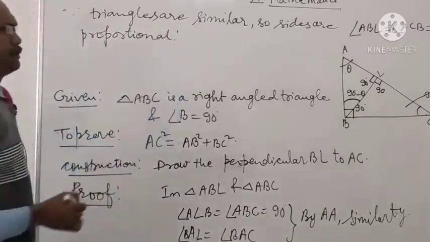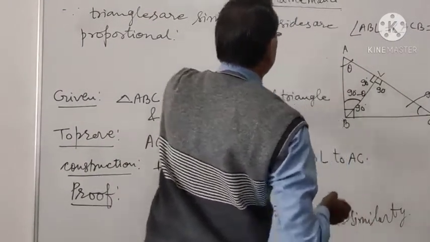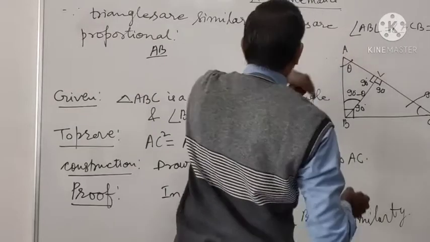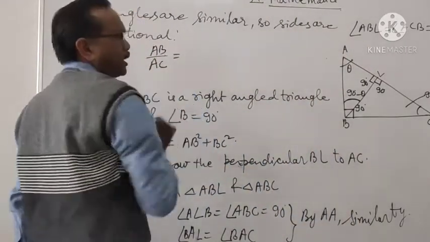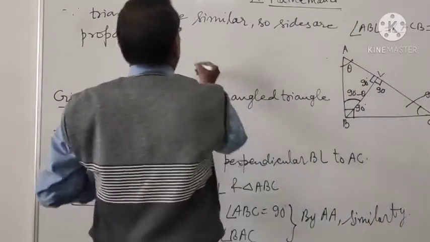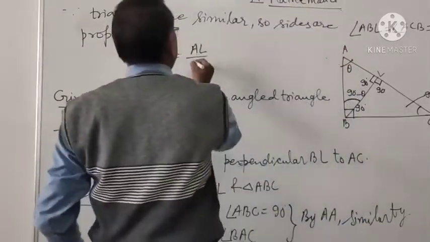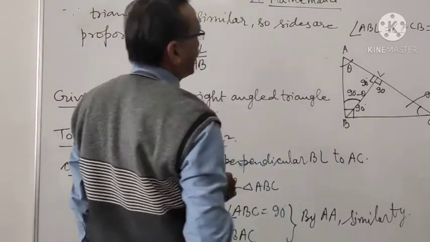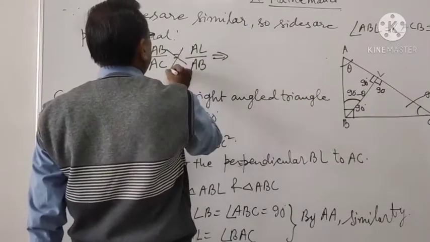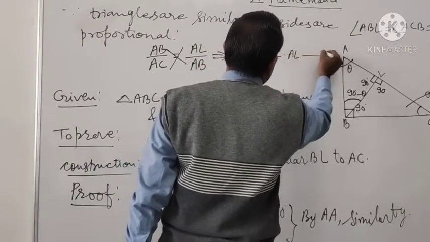Now, let us compare the corresponding sides. We take the side opposite to the angle 90, so it is AB, and in triangle ABC, it is AC. Now we take the side opposite to the angle 90 minus theta, so it is AL, and here the side AB. We can take one more side, but that is not required here. So from this we cross multiply and we get AB square equals AC into AL. Student, let it be equation 1.